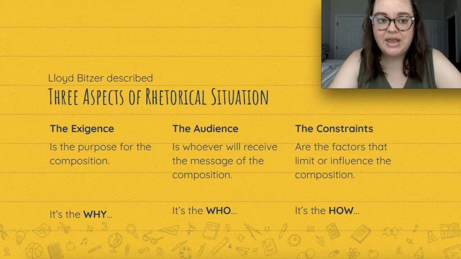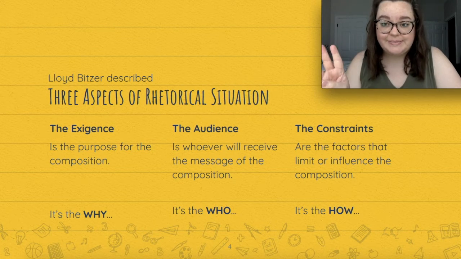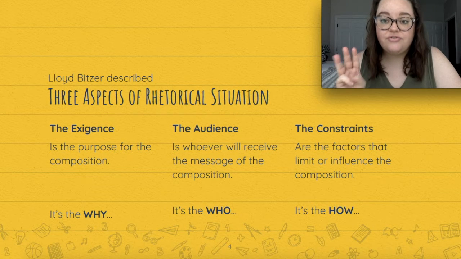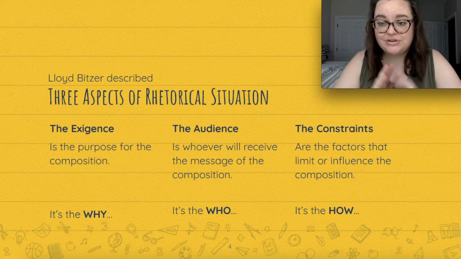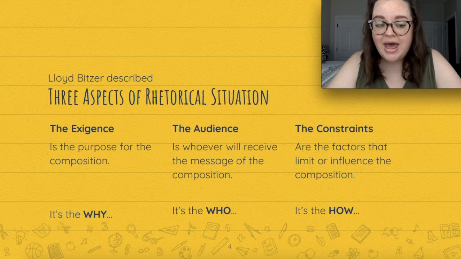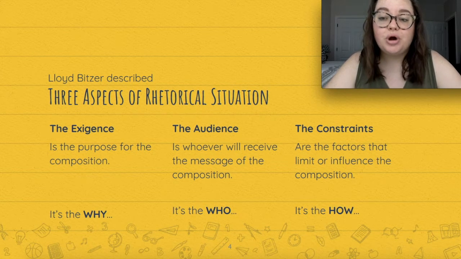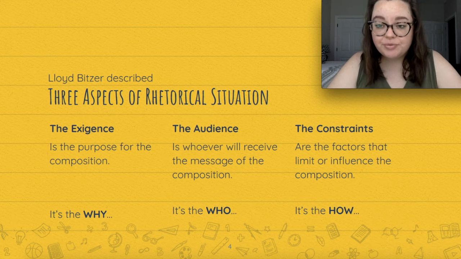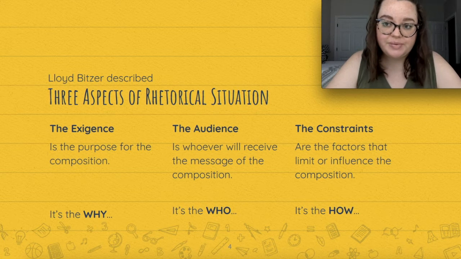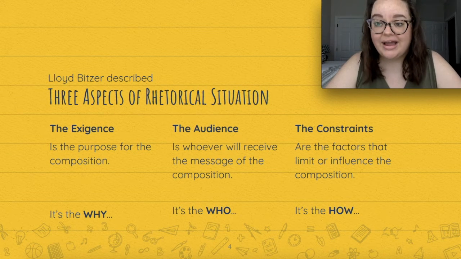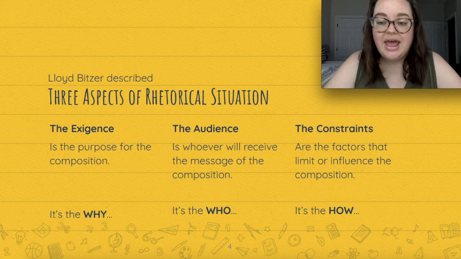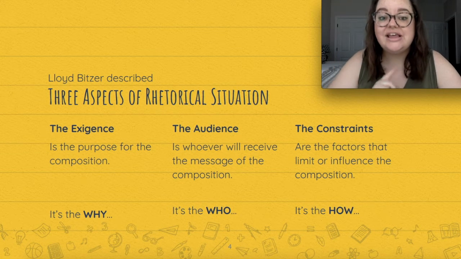So how did he define it? What did he explore? He described 3 aspects of rhetorical situation. The first was the exigence. I know this term is probably unfamiliar to you, and that's fine. How we define exigence is that it's the purpose for the composition. In the Bedford Book of Genres and throughout our course, we'll probably use the term exigence and purpose pretty interchangeably. So again, the exigence is the why. It's why we're composing.